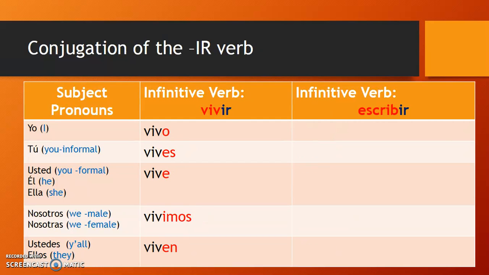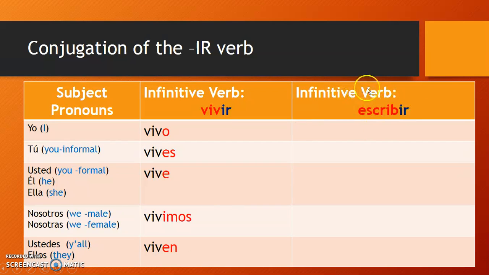Okay. So now let's look at vivir. This means to live, and it's an IR verb. And I have my subject pronouns here. Yo vivo, tú vives, usted, él, ella vive, nosotros, nosotras vivimos, ustedes y ellos viven.